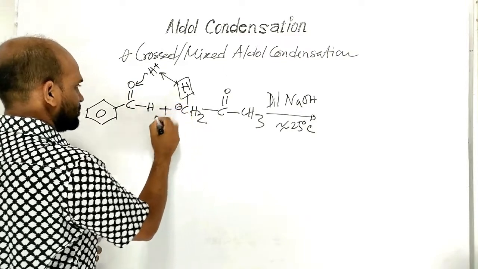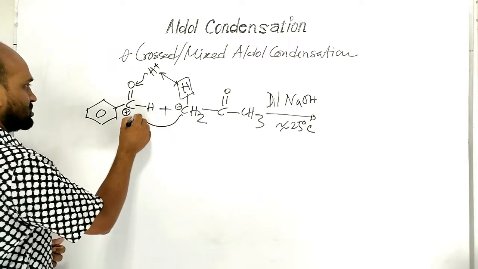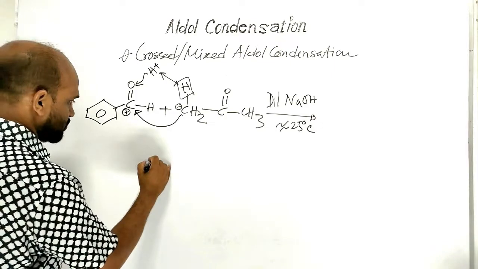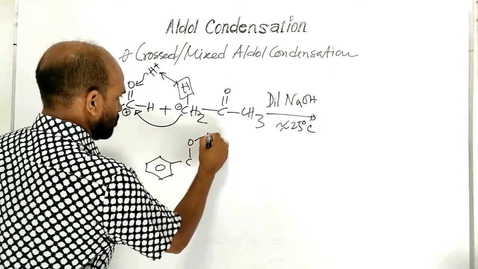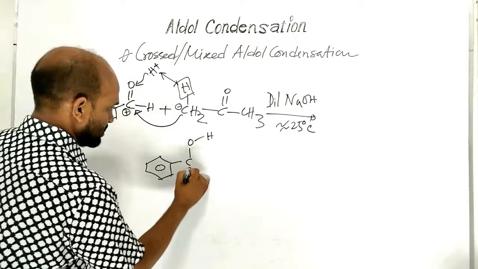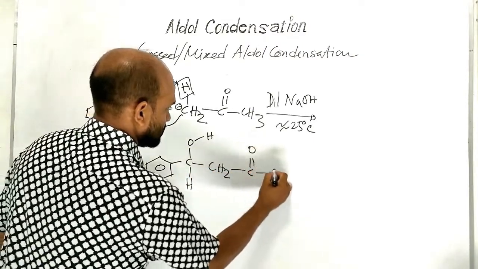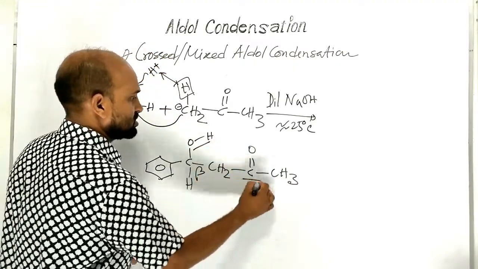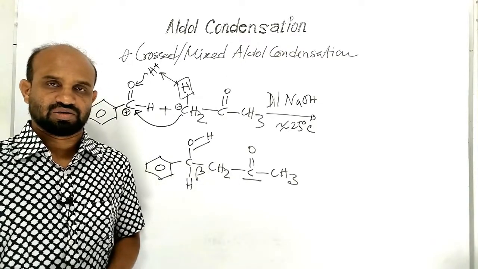It becomes negatively charged, and this becomes positively charged. This nucleophile is added to this carbonyl carbon. Then the product is OH, this OH, this carbon and this H. Here CH2, CH3, that is beta hydroxy ketone, which is the product of aldol condensation.